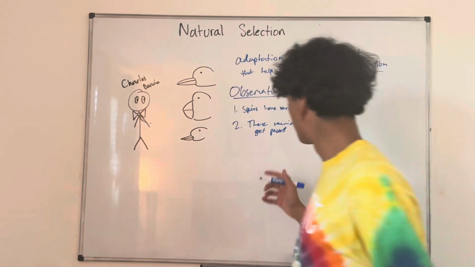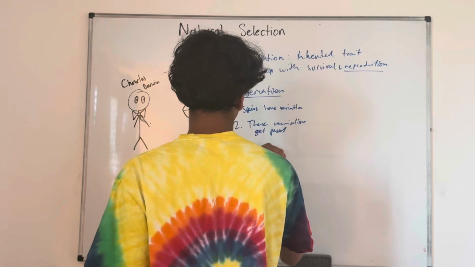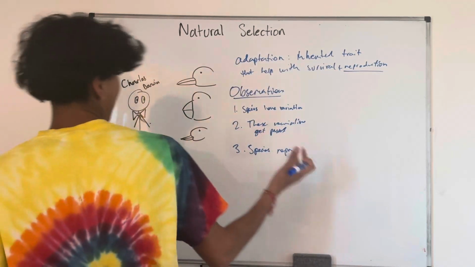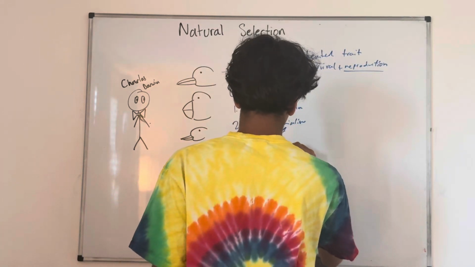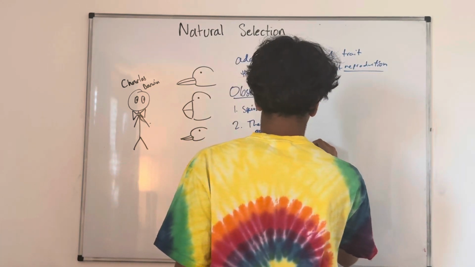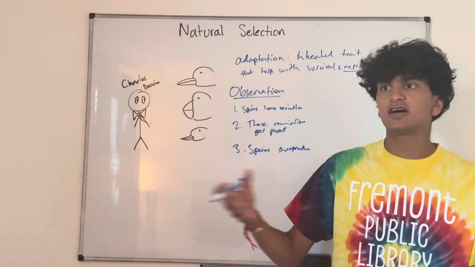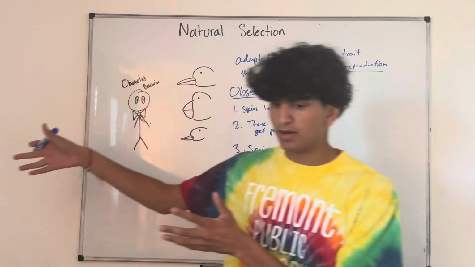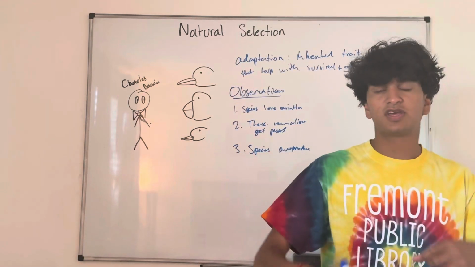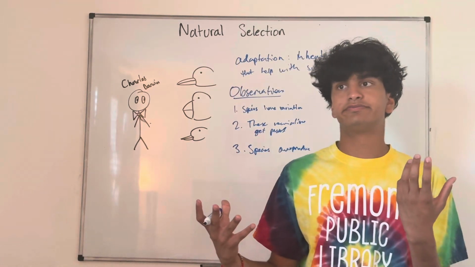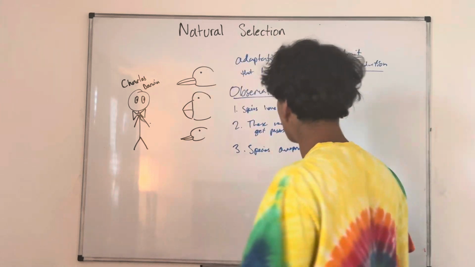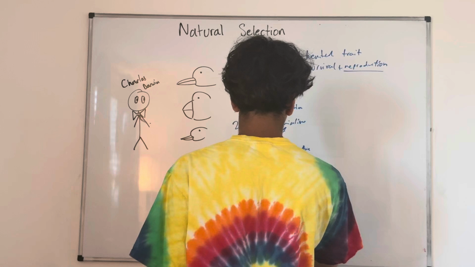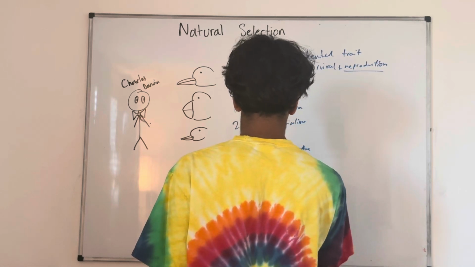Third observation is, hey, species overproduce. Is this the third one? This might be. Okay, yeah. Species overproduce. So the deal is if you think about a frog, it'll probably lay thousands of eggs. Animals will just tend to overproduce and make a lot of offspring. And the reason is kind of for number 4. Not all offspring survive.